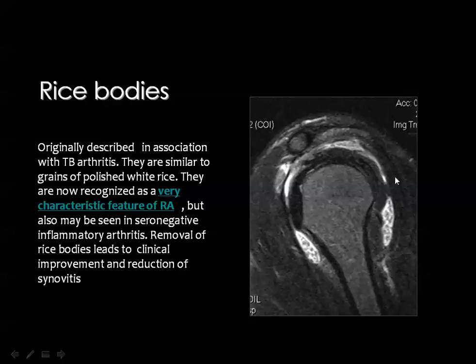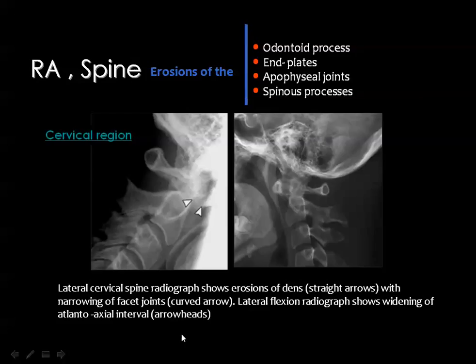This is MRI of the shoulder, and you can see the distension of the joint capsule by fluid and the numerous low signal loose bodies within the joint capsule. Rheumatoid arthritis also affects the spine, particularly the cervical spine.